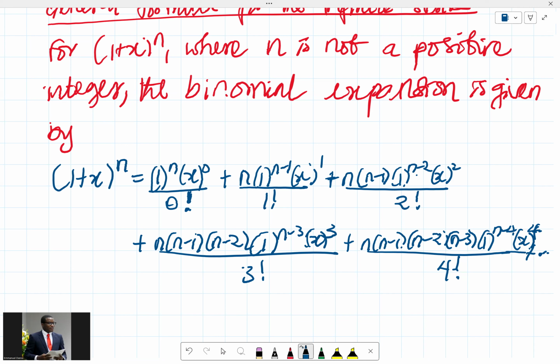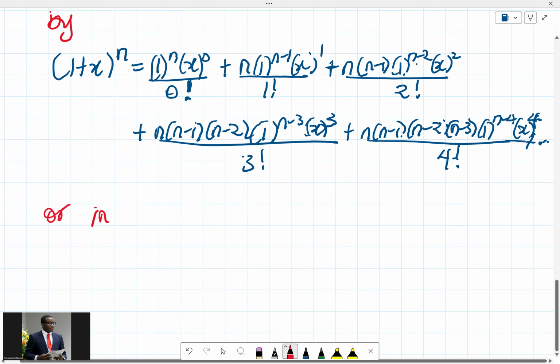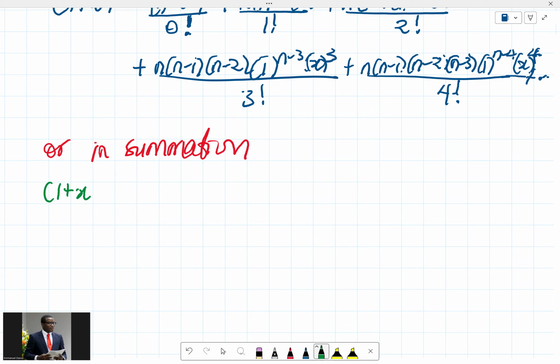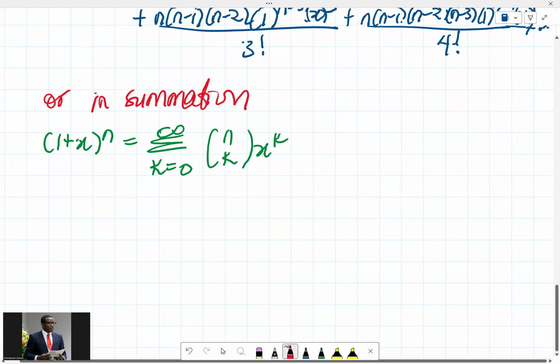So this is the summation. Or in summation, we can then have what we're used to, which is 1 plus x raised to power n equals summation from k equals 0 to infinity of n combination k, x raised to power k. So this is like the summary of it, but with a little bit of twist, because that combination part is now specially designed to handle negative values or fractional values.